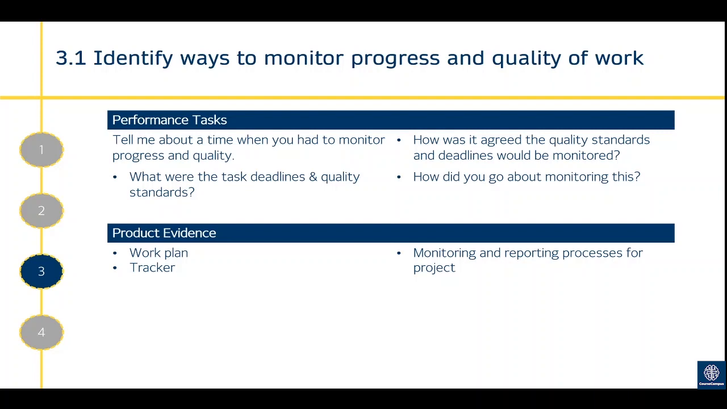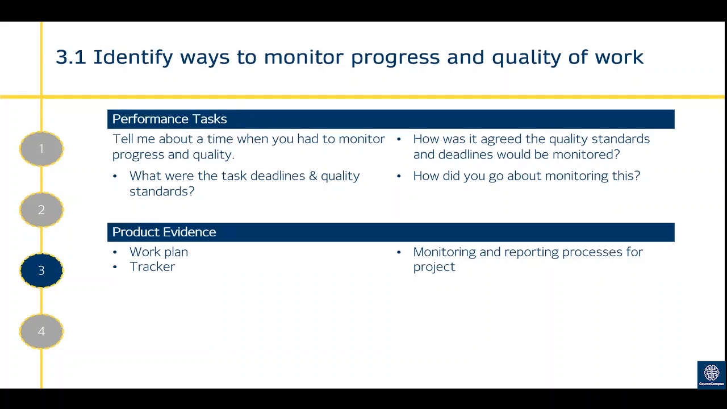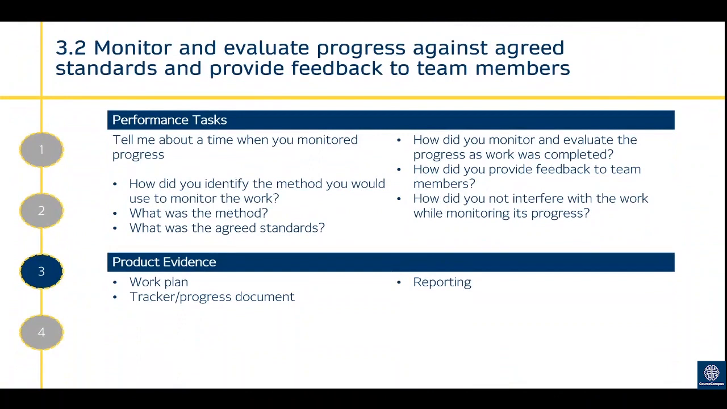There's a variety of different ways that you can monitor progress, and the best practice for this would be to have a number of different tasks and situations where you're monitoring work in different ways to show that you can use a variety of techniques to monitor progress. 3.2 is monitor and evaluate progress against agreed standards and provide feedback to team members. So this is you actually monitoring that progress and providing feedback to team members.